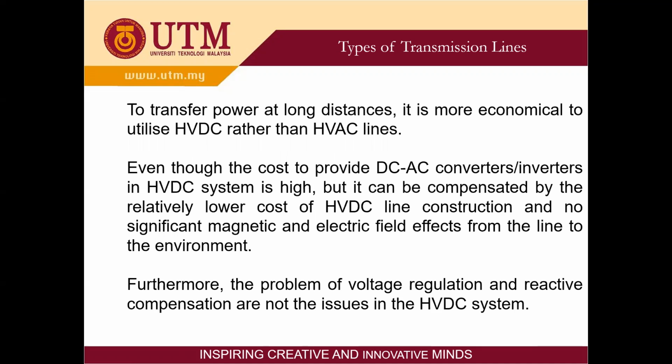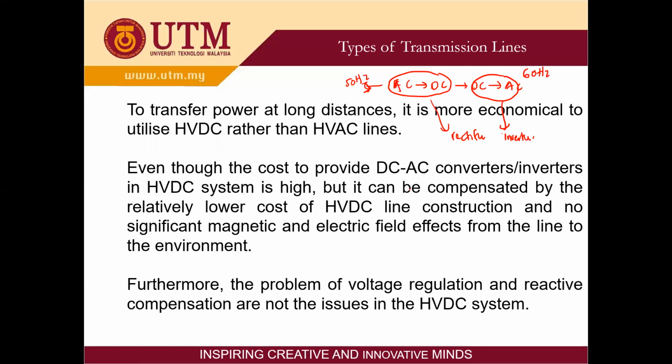But even though there is the cost of providing the AC-DC conversion, because HVDC involves conversion from AC, for example from Malaysia at 50 Hertz, to DC, and then from DC it is converted into AC with a frequency of 60 Hertz. So it needs a converter, AC to DC and DC to AC. AC to DC we call a rectifier, and DC to AC we call an inverter. The cost of these two converters, even though very high, can be compensated by the relatively low cost of HVDC line construction.